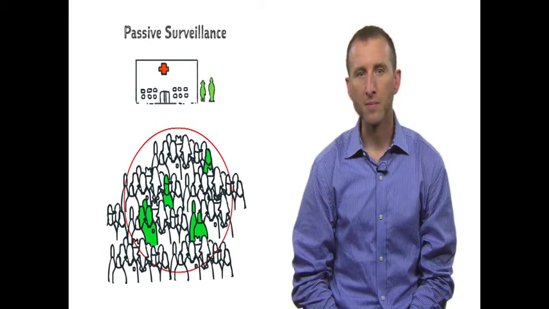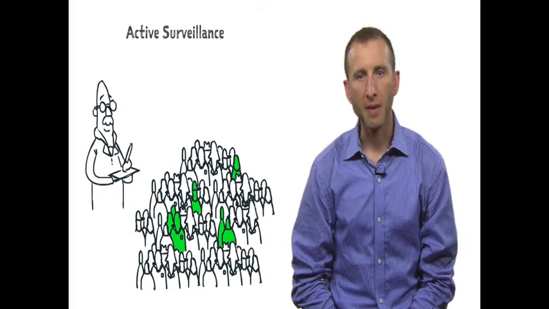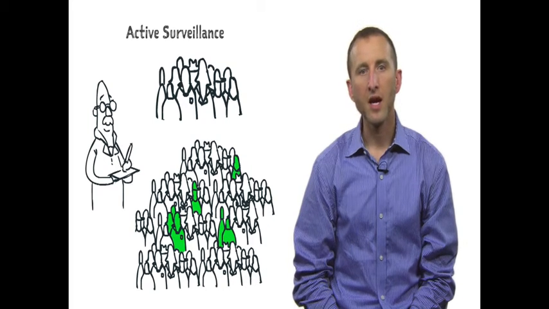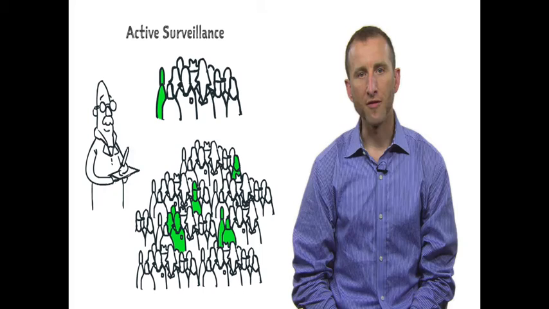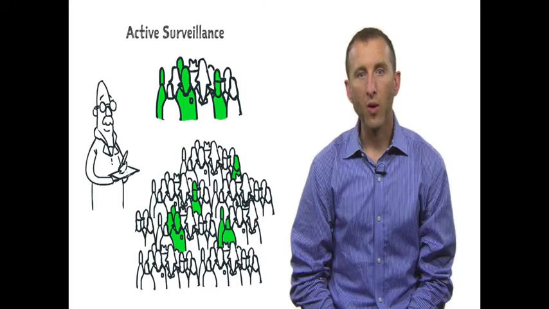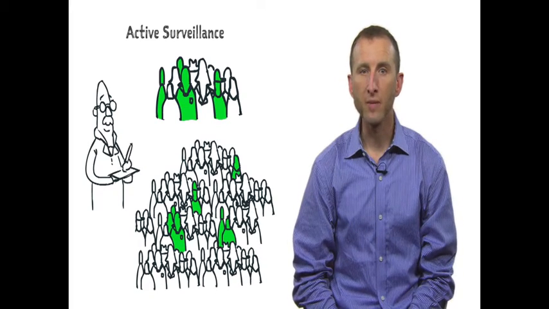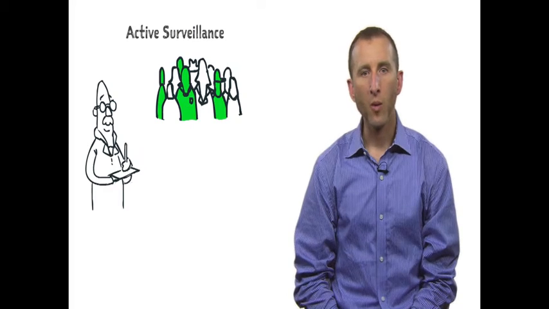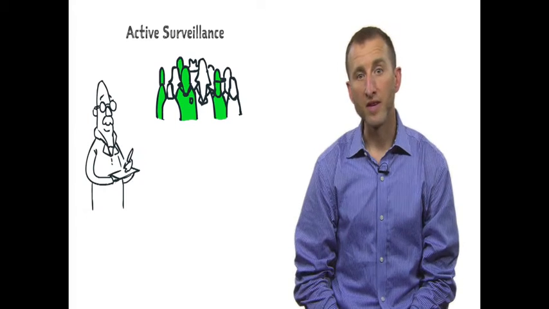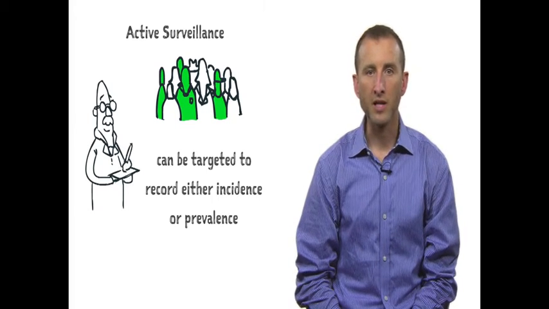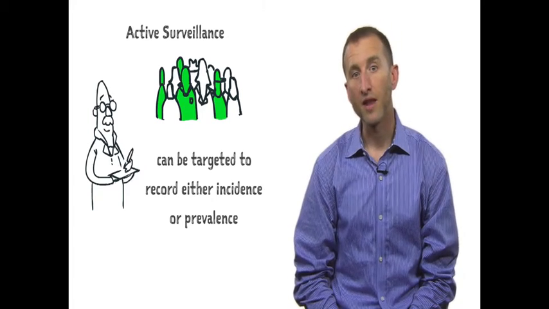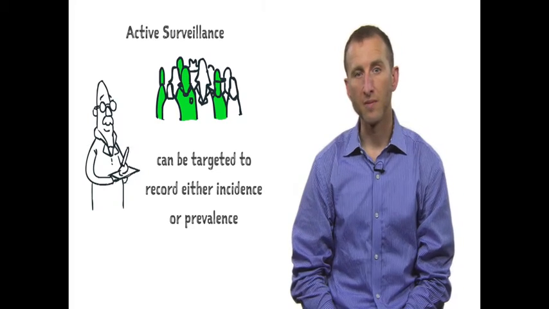Active surveillance, by comparison, requires that the surveyor select a subset, called a sample, of the population to evaluate and then quantify the numbers of infected or newly infected individuals in that sample. Active surveillance, while more complicated to implement, has a number of important advantages. First, while passive surveillance most commonly records new cases of disease, that is, a measure of incidence, active surveillance can be targeted to record either new infections or all current infections, that is, either incidence or prevalence within the sample.